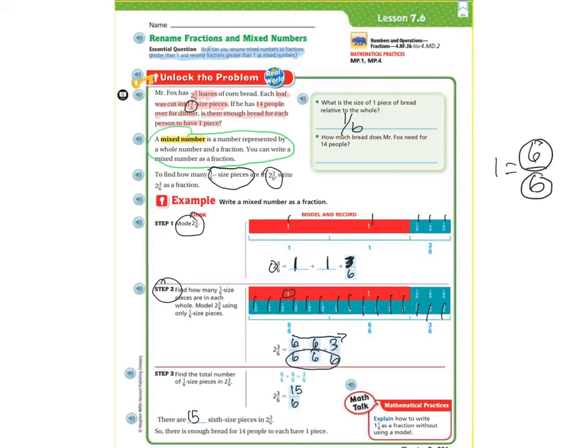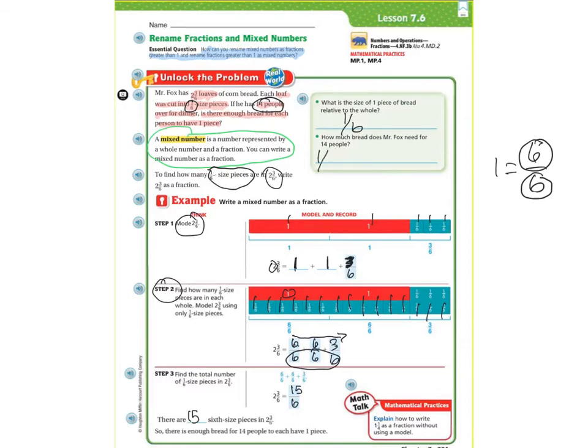How many did we need? We needed 14. Now, I forgot to kind of answer this question. How much bread does Mr. Fox need for 14 people? I did this this morning for my class, and they seemed to have the answer right in their face, and they were like, I don't want to say the wrong thing.